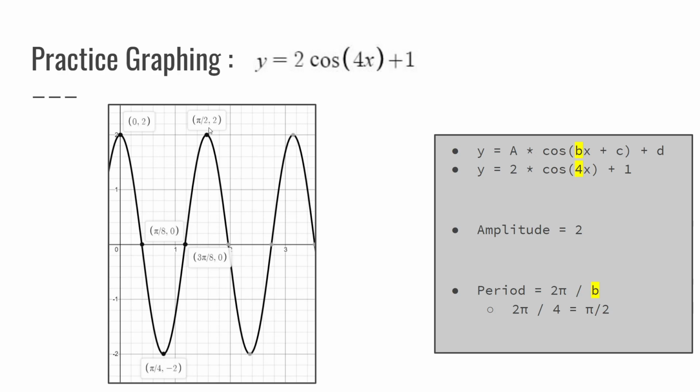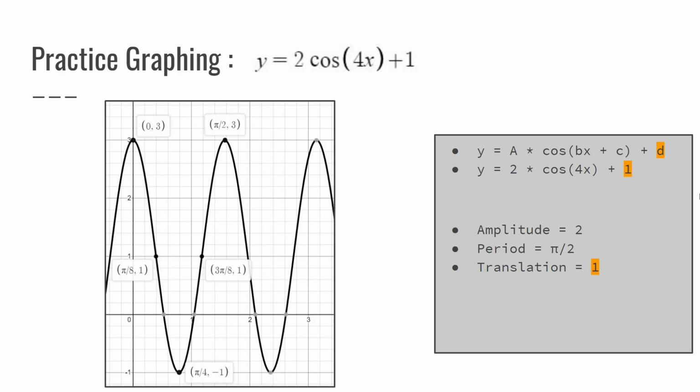So we go from 0 to pi over 2, and we do our 5 points. At equal intervals of pi over 8, we'll have our new points. So 0 to pi over 8, to 2 pi over 8, or pi over 4, to 3 pi over 8, and to pi over 2.